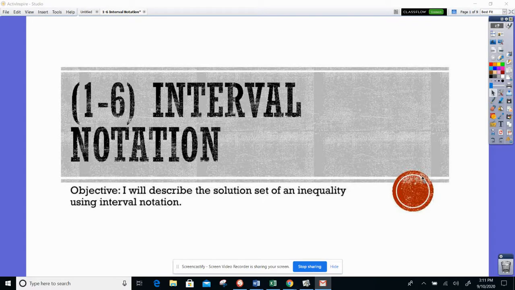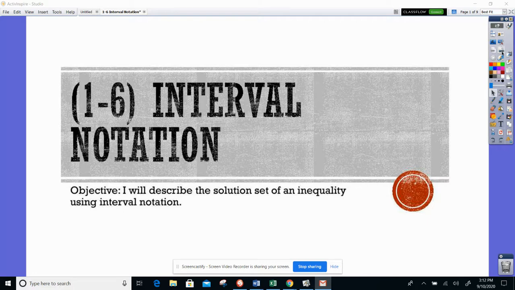Okay, so today what we're going to be talking about is something called interval notation. Interval notation is another way that we can use to describe the solution set of an inequality. So far, the only way that we've written the solution sets to inequalities is using something called inequality notation, where you have the inequality still in the answer. However, that's not the only way, and today we're going to talk about one of the other ways, interval notation.